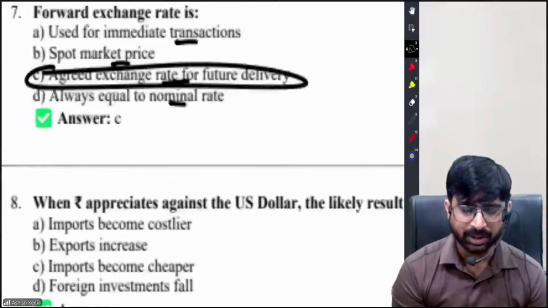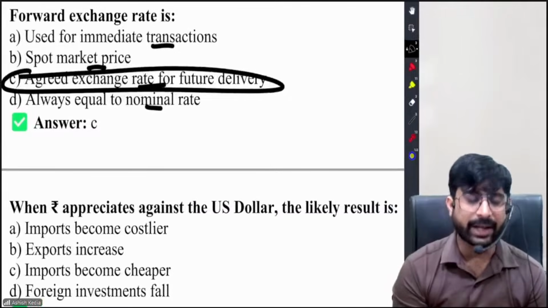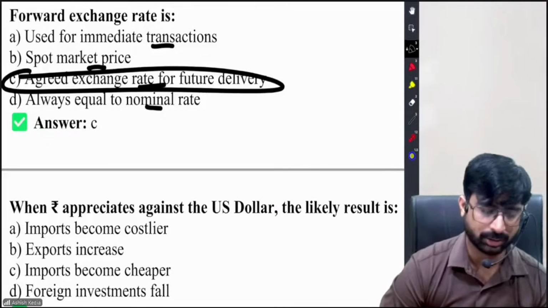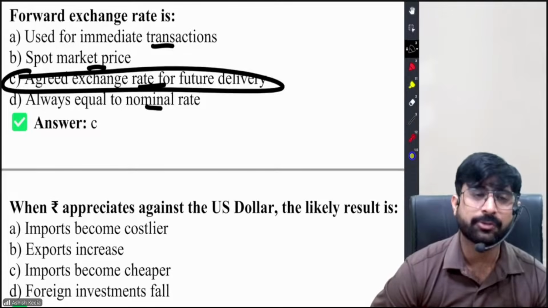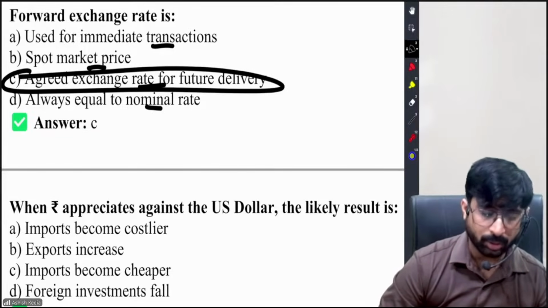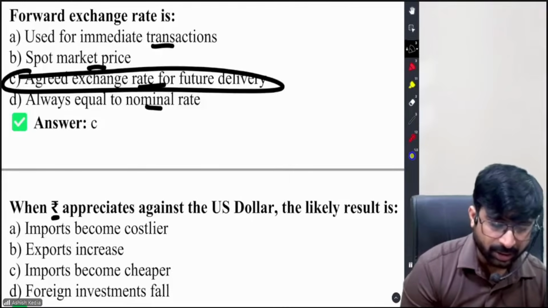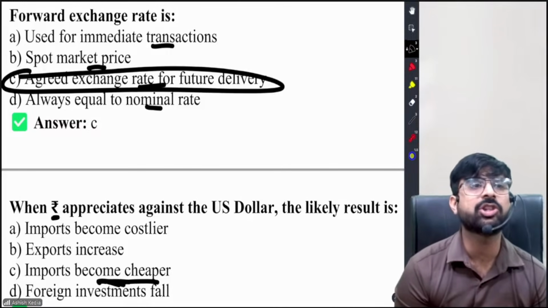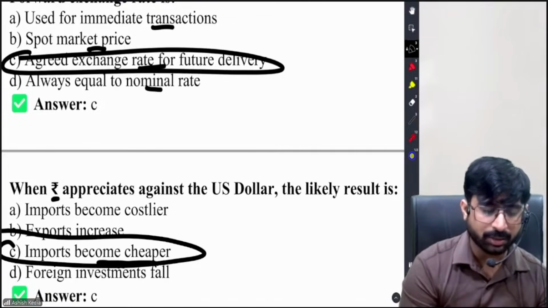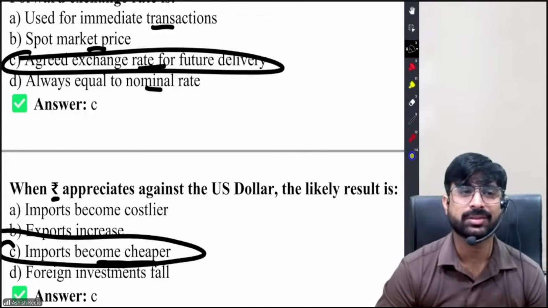When rupee appreciates against the dollar, the likely result is that the value of rupee is increasing. So if rupee value is increasing, then imports are becoming cheaper. So people will start importing. So remember this, friends.